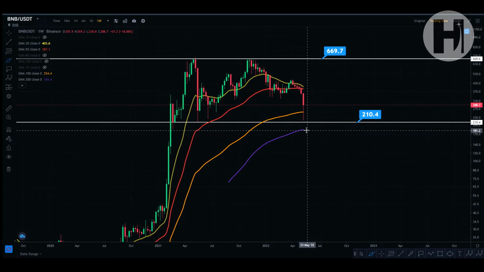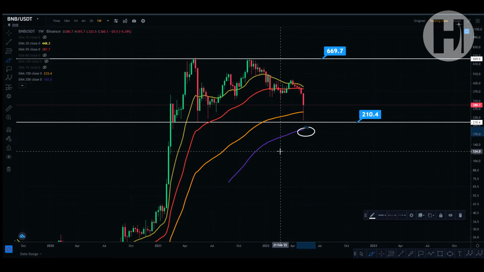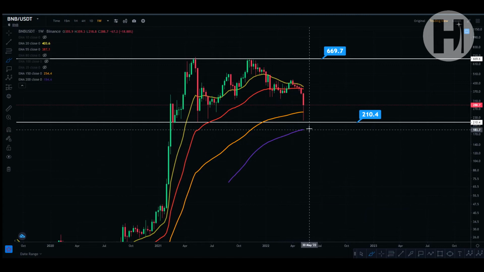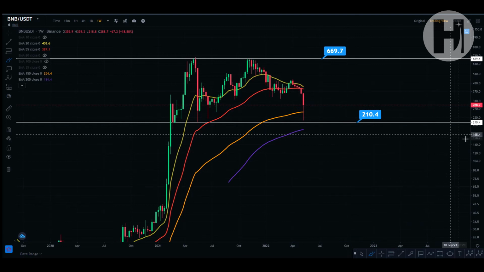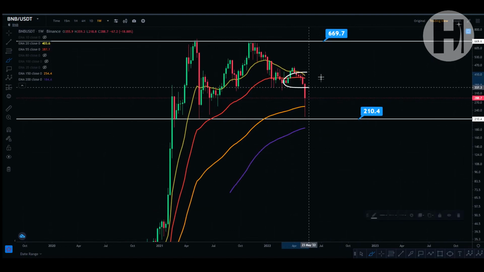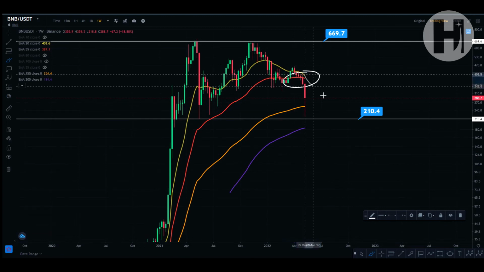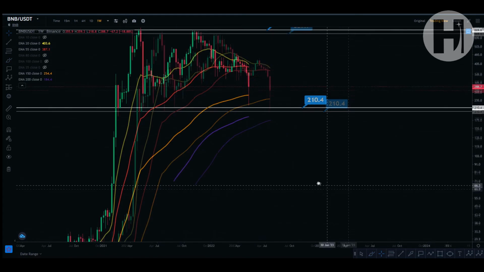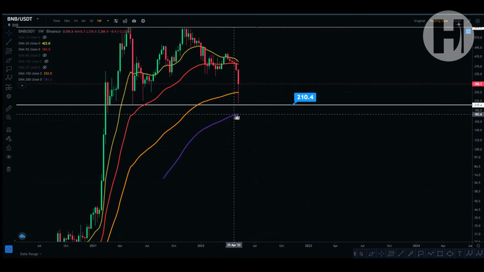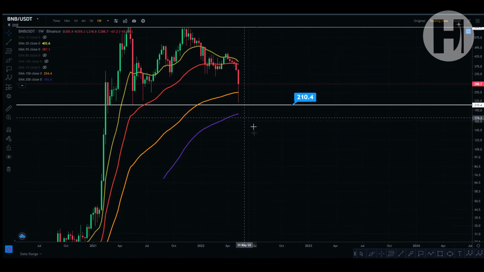So the 200 EMA currently is sitting at $185. So that's a very, very good place to put some buy limit orders. Obviously, setting some at $210 would be smart as well. And keep in mind the potential incoming bearish cross on the weekly chart, where the 20 crosses below the 55, could be your indicator of the bear market for BNB. And if that happens, we're probably going to be bouncing off the 200 EMA, if not going lower.